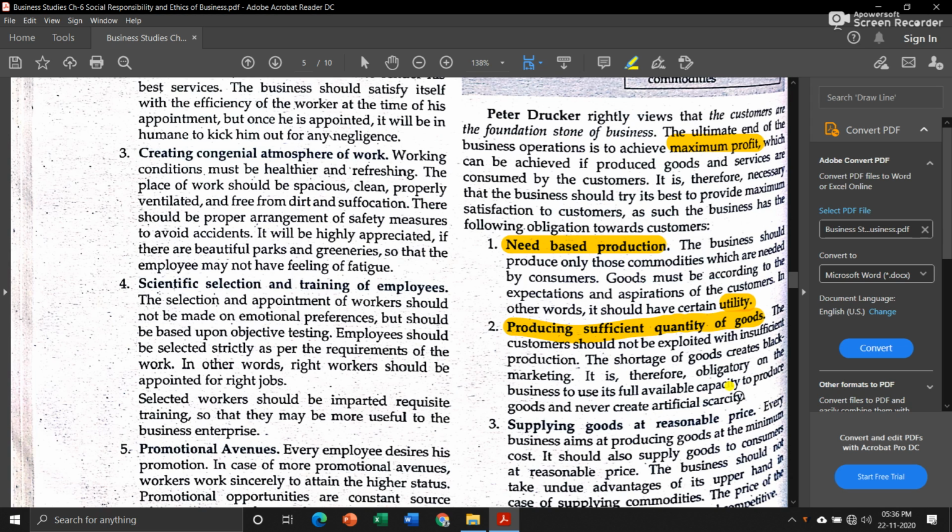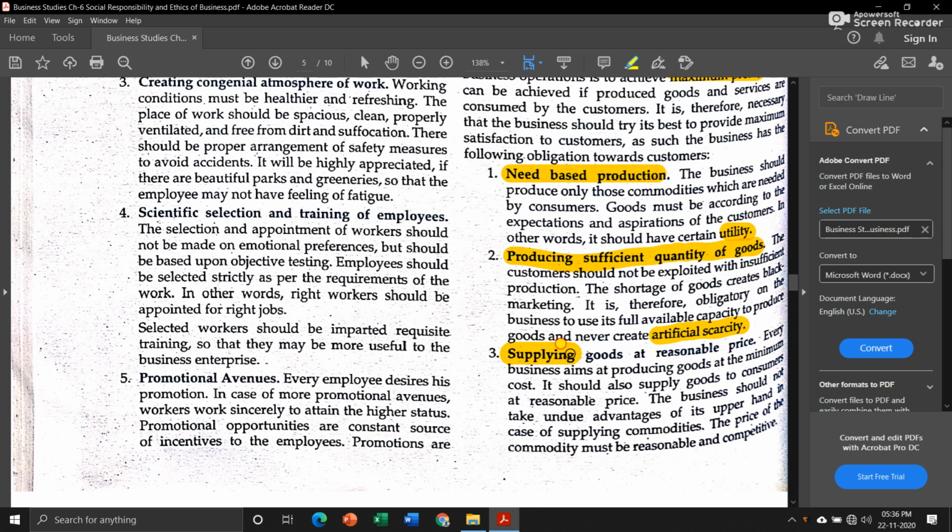But if a business has all the resources to make goods, and still takes the opportunity by creating artificial scarcity, then it is nothing but exploitation of the customer. So as a business has social responsibility towards customers, they should not create that kind of situation.